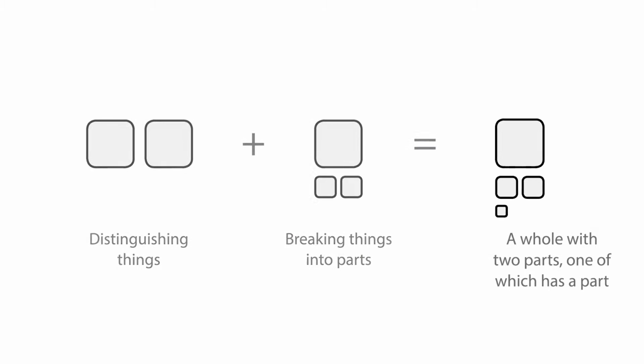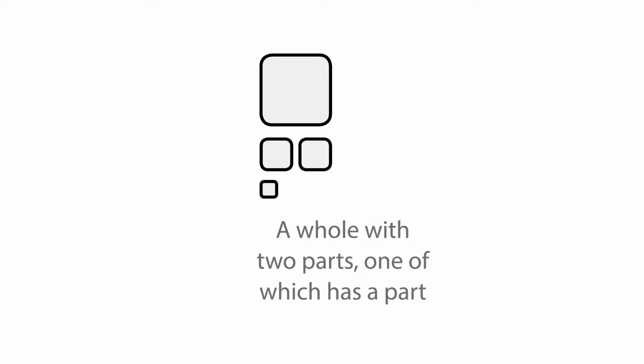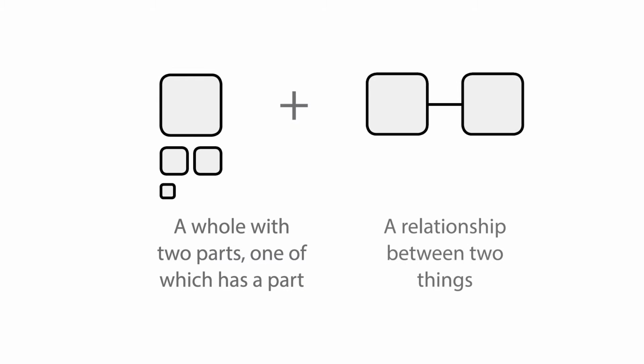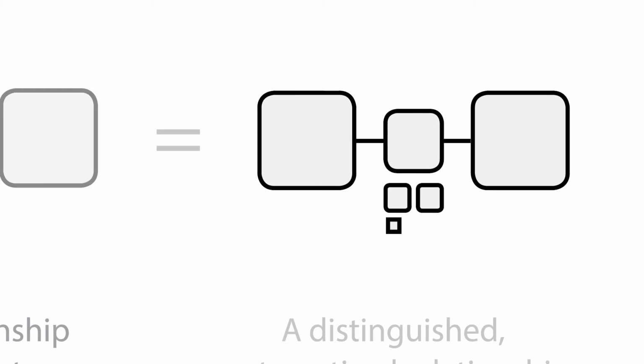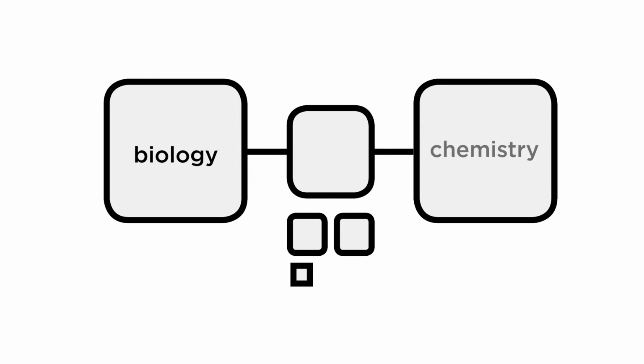There's no limit to what you're allowed to do with these 4 DSRP rules and their visual representations. As another example, we could take the whole with 2 parts, one of which has a part, and combine it with a relationship to get a distinctive and part-whole relationship between 2 things. So in this case, our end product might be the relationship between biology and chemistry, which makes up biochemistry, a new discipline, itself made up of parts. Or alternatively, you could think of the relationship as a multifaceted conflict between 2 countries.